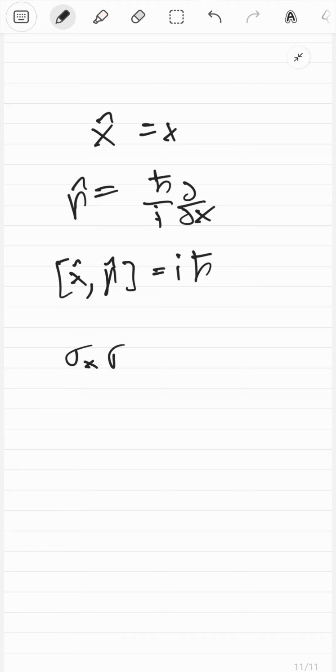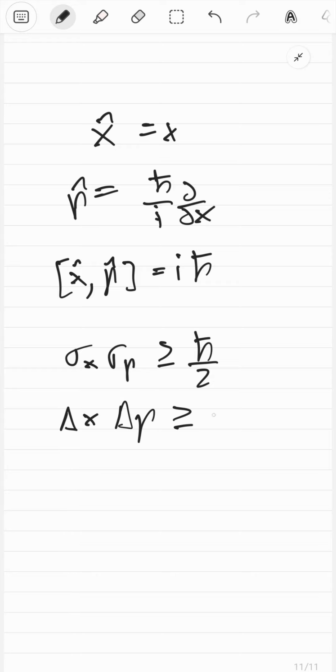Now plugging this into the general uncertainty principle, what you're going to get is that sigma x times sigma p, the standard deviations in x and p, is bigger than or equal to h bar upon 2. This is commonly also written as delta x delta p bigger than or equal to h upon 4 pi. We say that delta x is the uncertainty in position and delta p is the uncertainty in the momentum. What we should be saying is this is the standard deviation of the distribution or something like that. So this is sort of the basic thing in quantum mechanics.